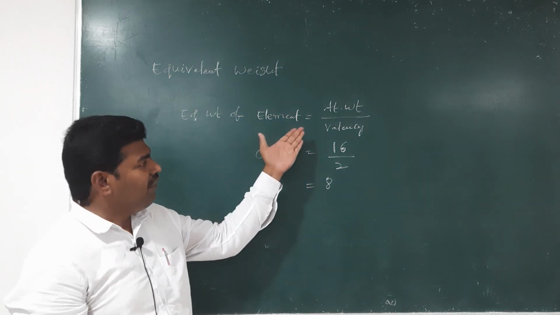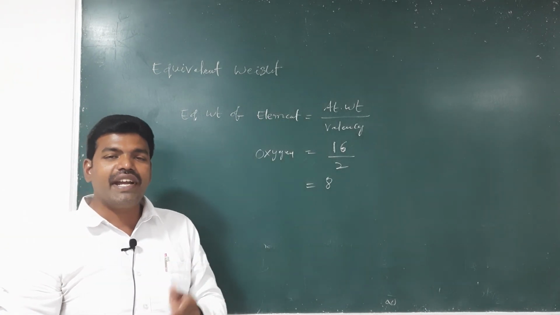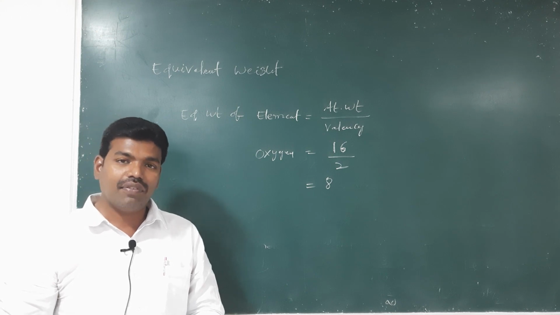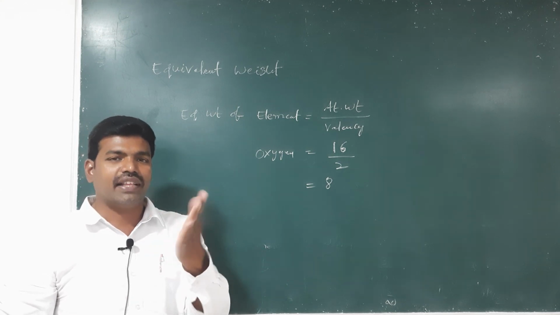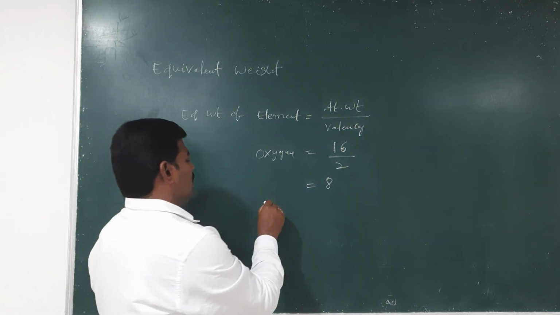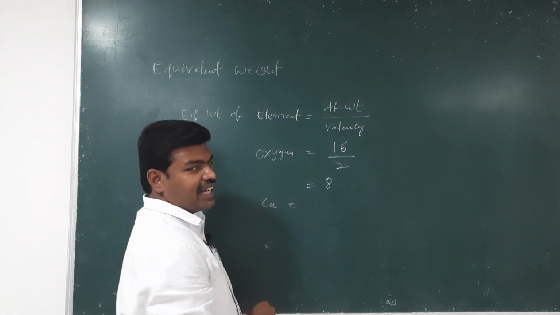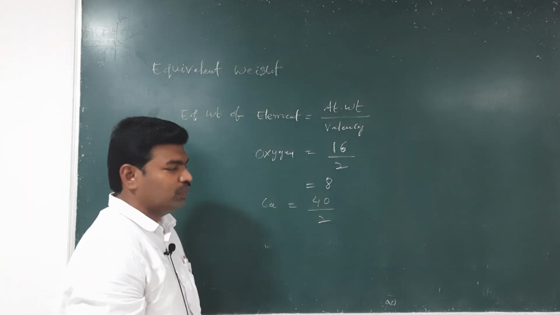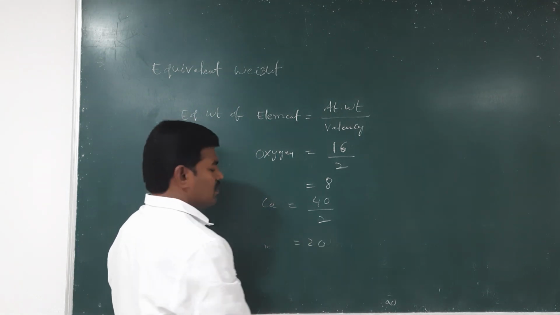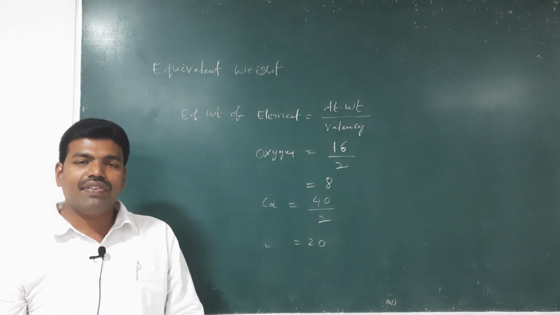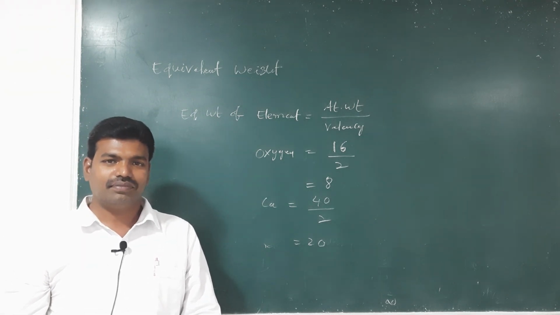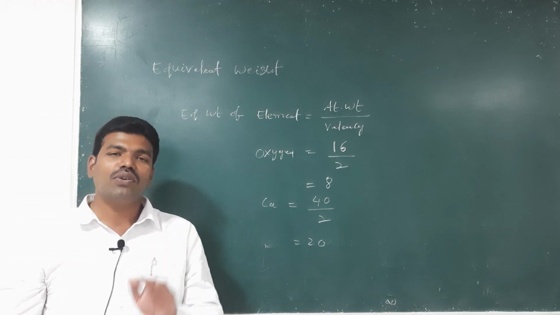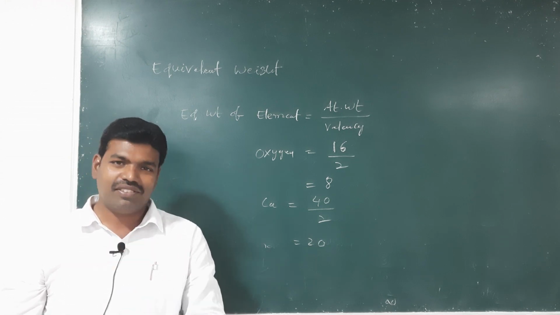Simple. Divide the atomic weight of that element by its valency. Then you can get the equivalent weight of that element. Let us go for another example. Calcium. Calcium, its atomic weight is 40 and its valency is 2, that is 20. 20 is the equivalent weight of calcium. Okay. So in this way we can calculate the equivalent weight of an element.